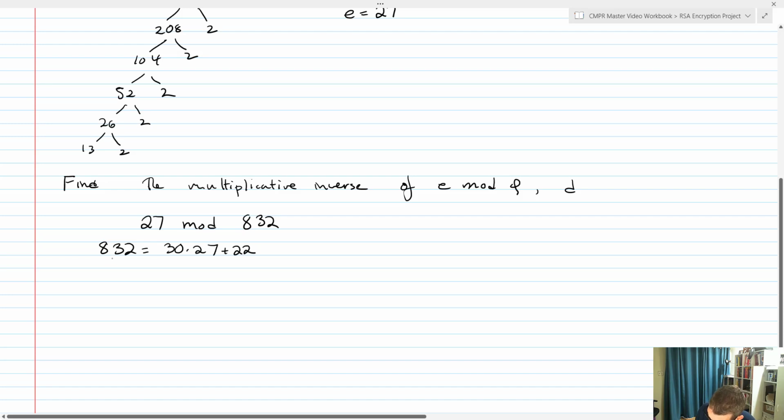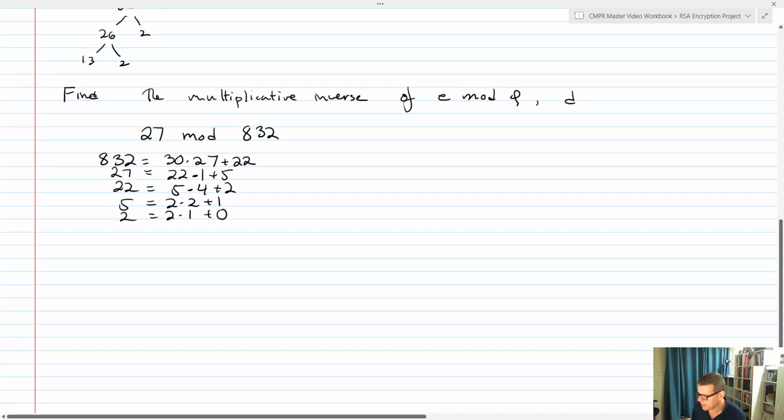Then we'll get 27 equals 22 times 1 plus 5. Then 22 will equal 5 times 4 plus 2. 5 will equal 2 times 2 plus 1. And then finally 2 equals 2 times 1 plus 0. And so that ends our Euclidean algorithm. Now we'll use this to find the linear combination.